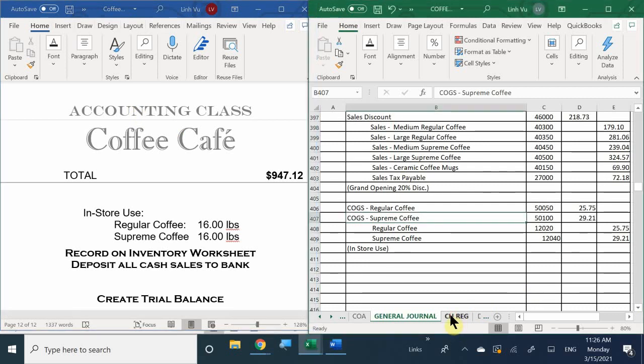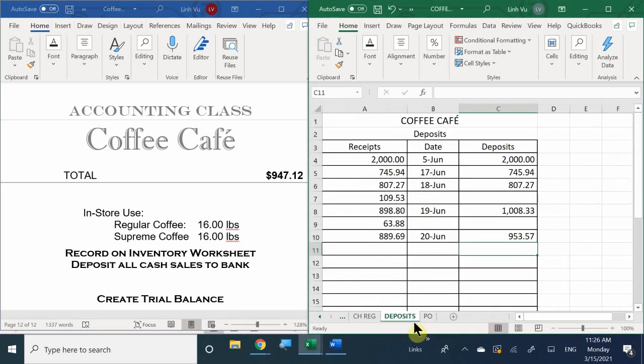We're going to debit everything in our bank. So here we should have received 947.12. Okay. The date is June 21st. So therefore we're going to deposit 947.12. Okay. So good. We completed our journal.